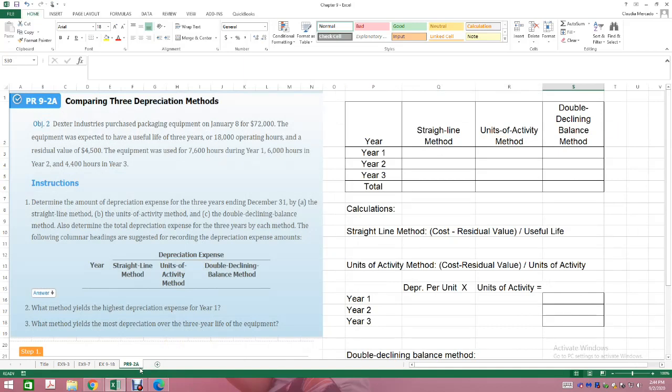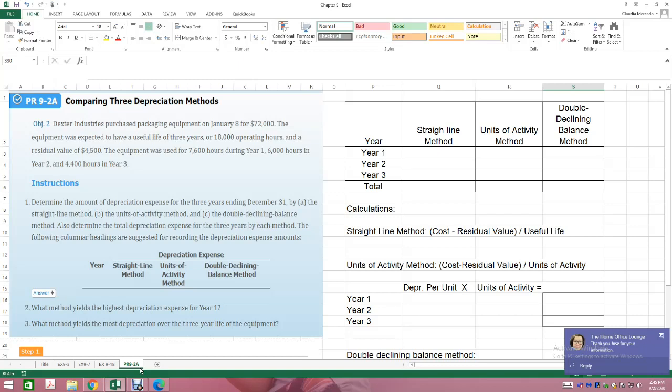And I selected this problem because it compares the 3 depreciation methods. Okay. So it says Dexter Industries purchased packaging equipment on January the 8th for $72,000. The equipment was expected to have a useful life of 3 years, or 18,000 operating hours, and a residual value of 4,500. The equipment was used for 7,600 hours during year 1, 6,000 hours in year 2, and 4,400 hours in year 3. Okay.